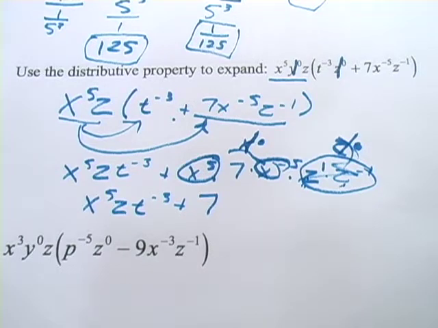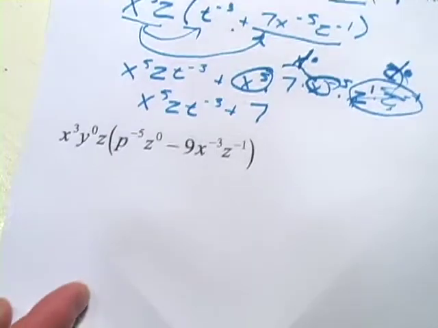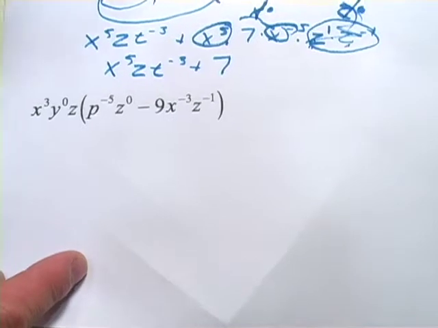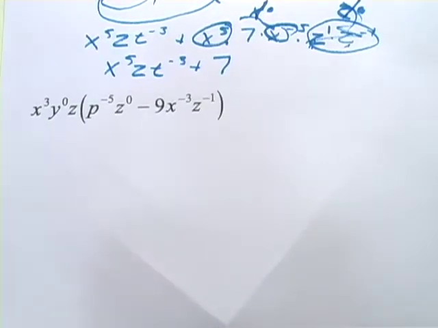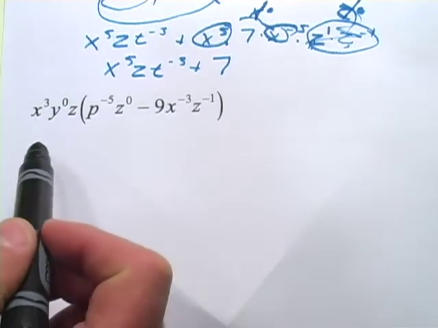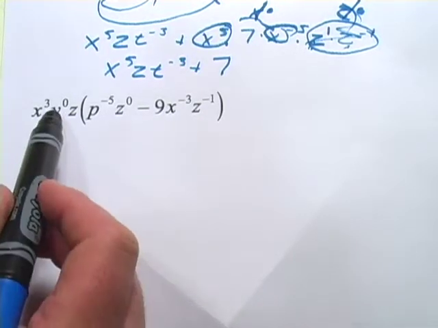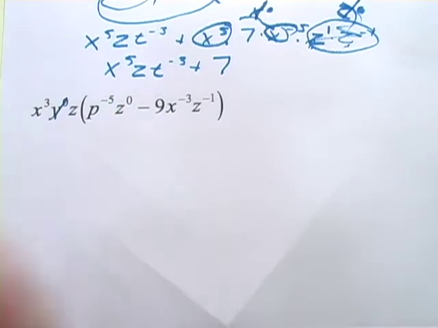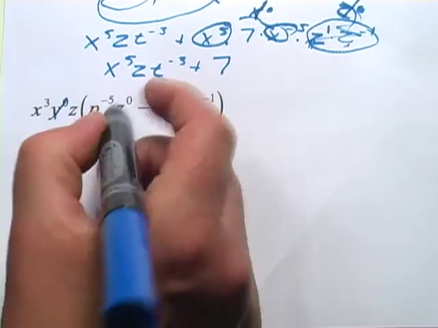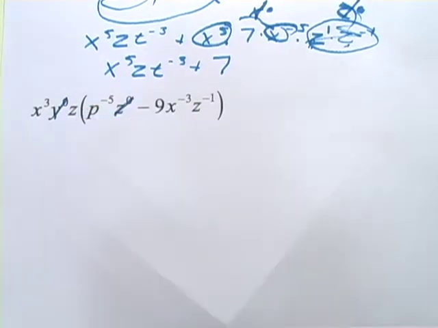Let's try one more of those. So a lot of steps there. That can be pretty complicated. So the first step is looking for any 0 powers and realizing that they're the number 1, and since they're multiplied by these other things, they're going to disappear. Well, here's y to the 0. It's a 1. I'm going to cross it out. Here's z to the 0. It's a 1. I'm going to cross it out.